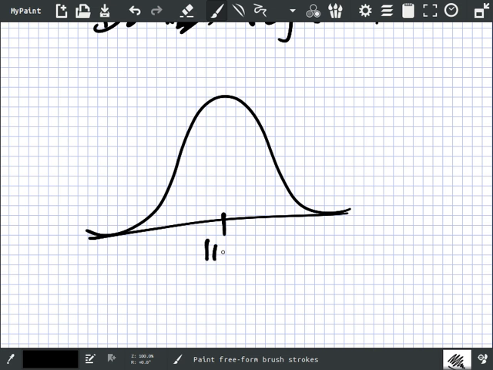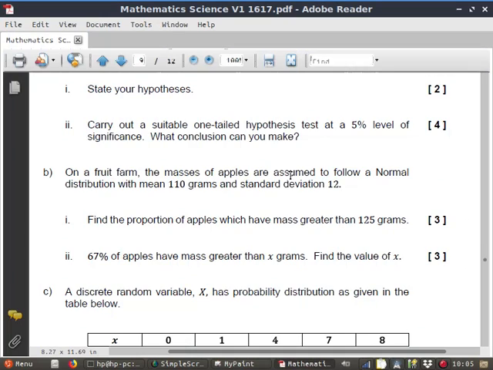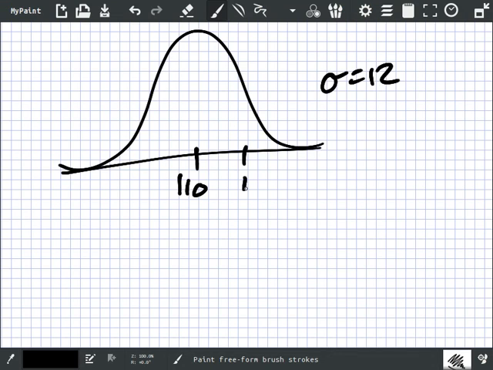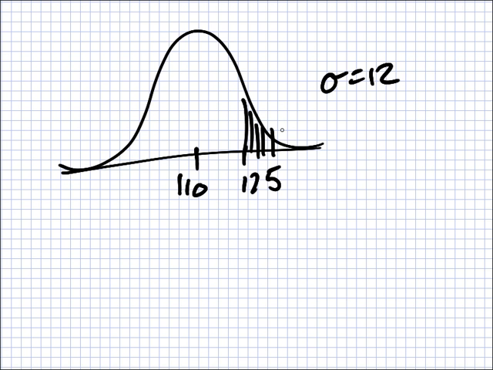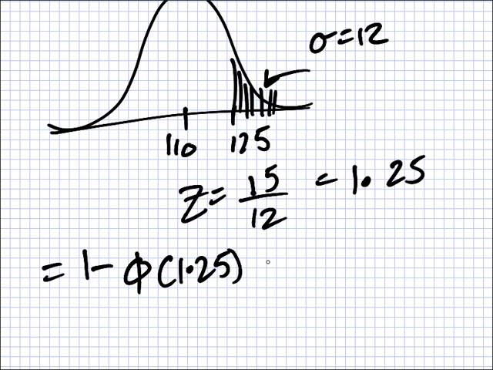This is 110, and the standard deviation is 12, and we're looking for how many are more than 125. So let's get our Z. 125 minus 110 is 15. 15 over 12 is 1.25. Because we want the area to the right, we have to do 1 minus the area to the left. So in total, what does that work out to be? You have it, Amjad? 0.106? Okay.